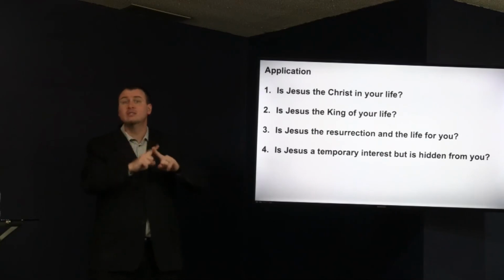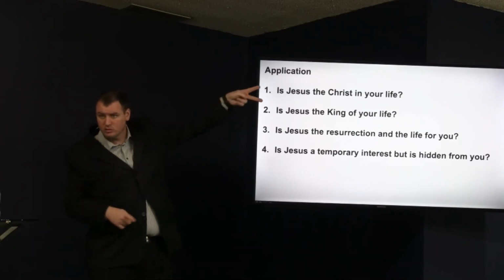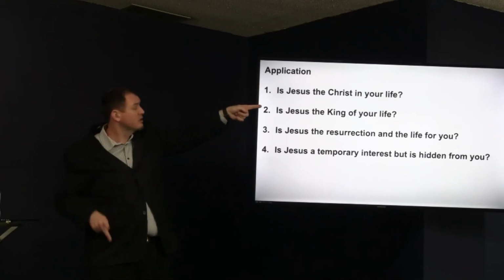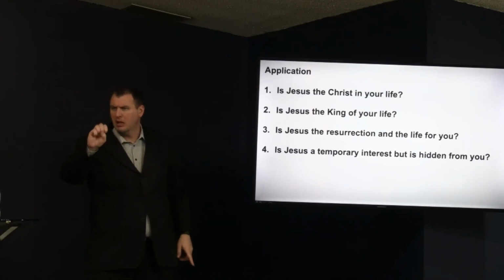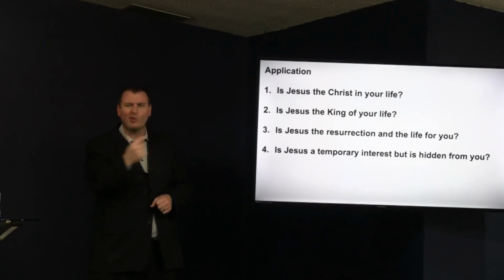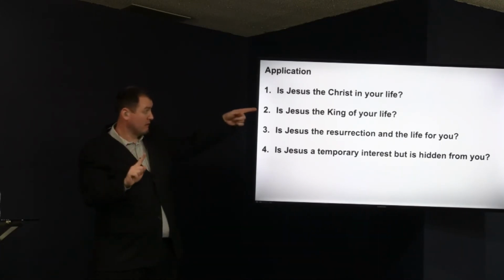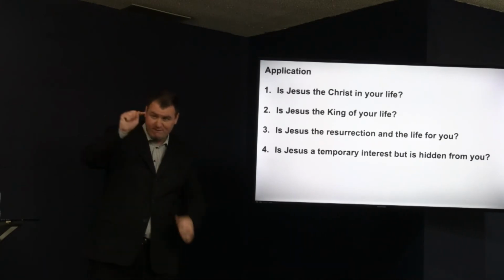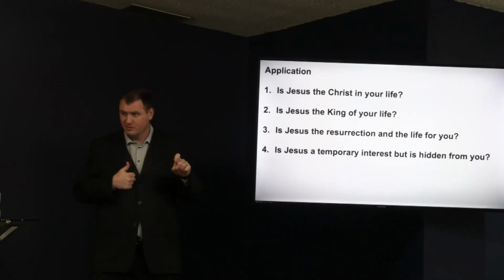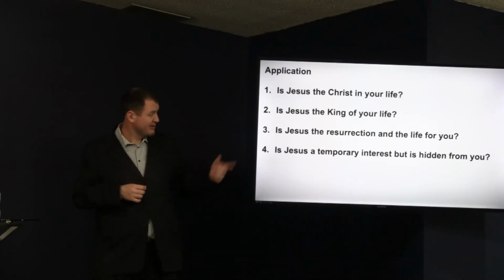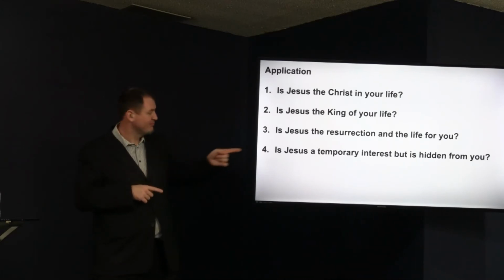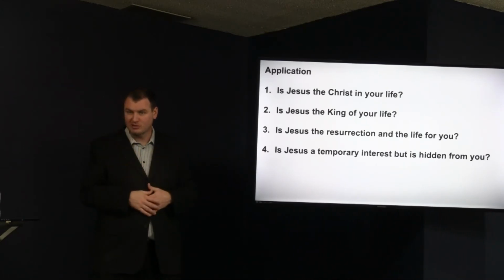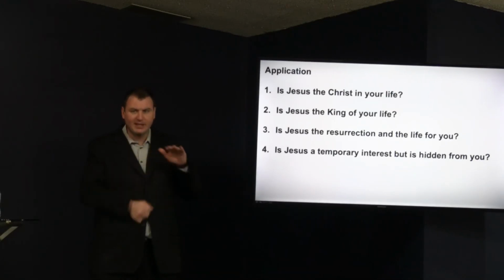Is Jesus the Christ in your life? There's two different things. These two are different. Is Jesus the Christ? Is Jesus the King of your life? These are different. Christ, the Messiah, the promised one. Is he king? Is he first place in your life? Is Jesus the resurrection and the life for you? Or is Jesus a temporary interest that is hidden?